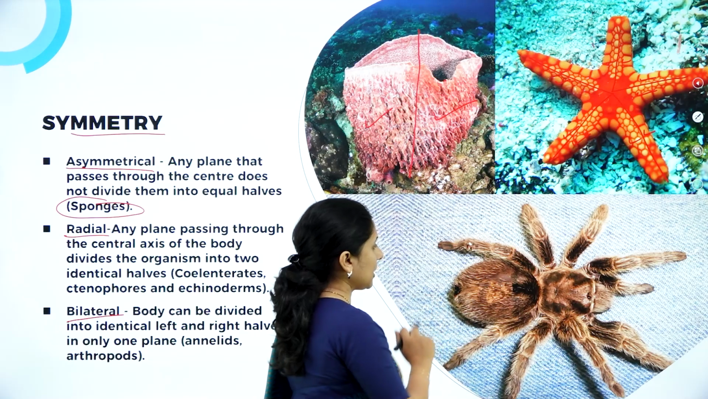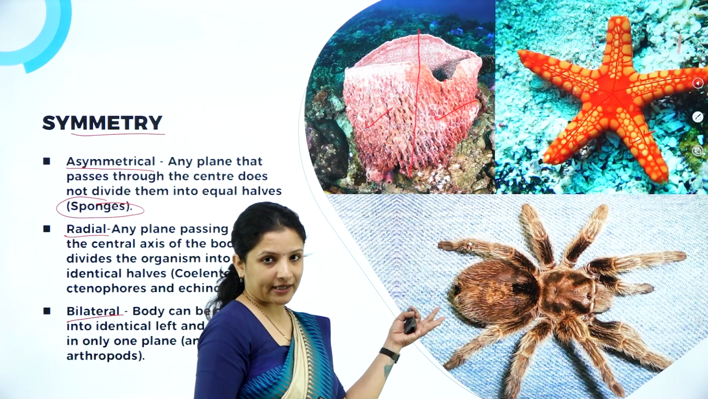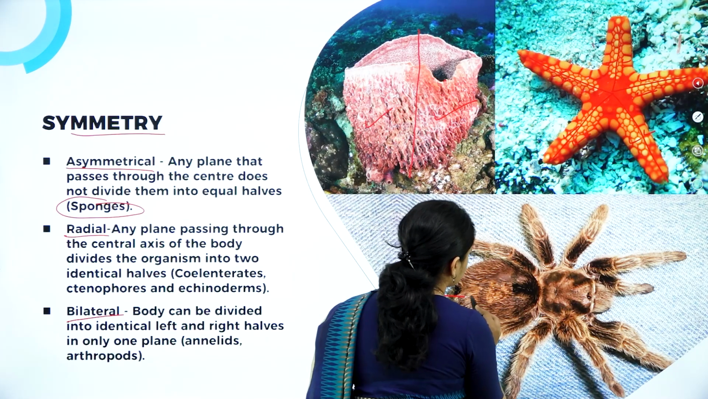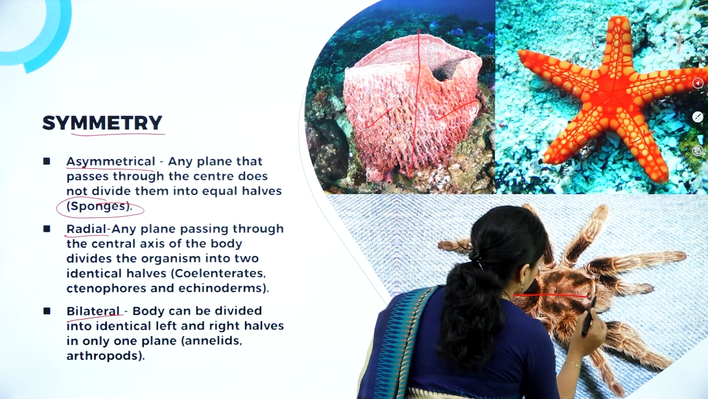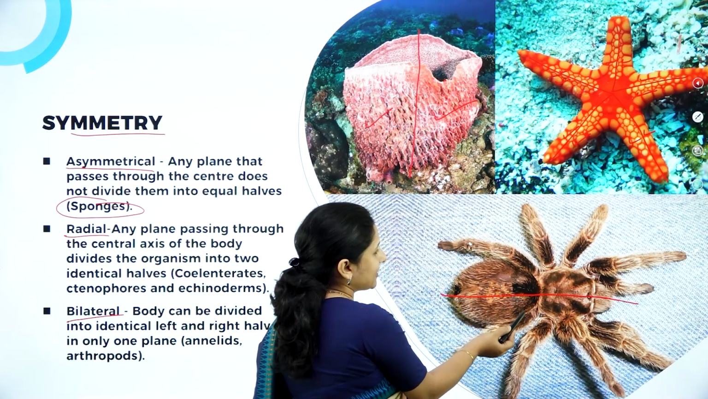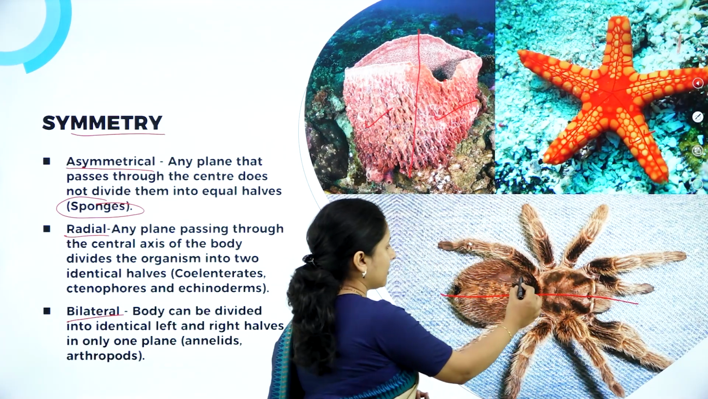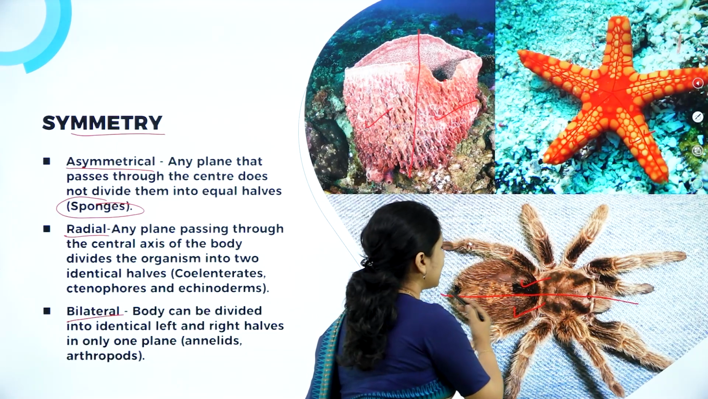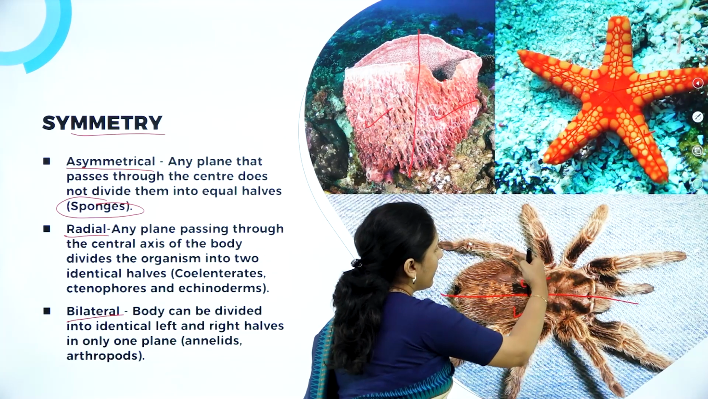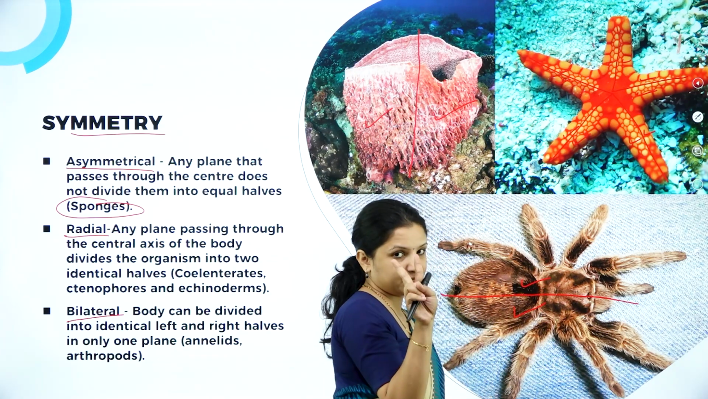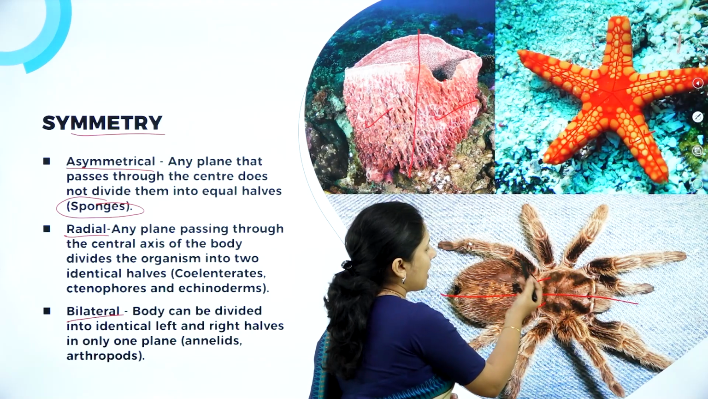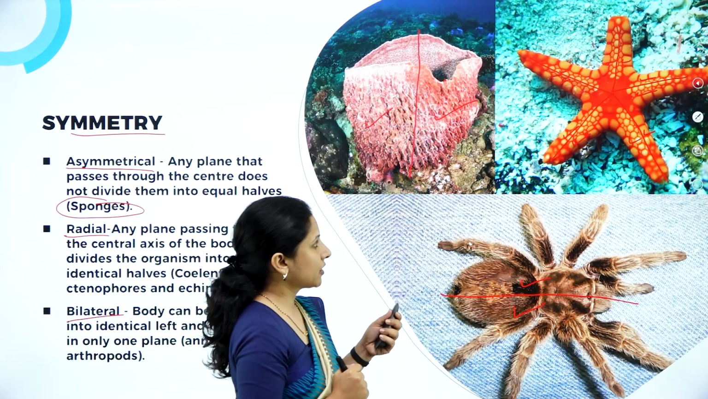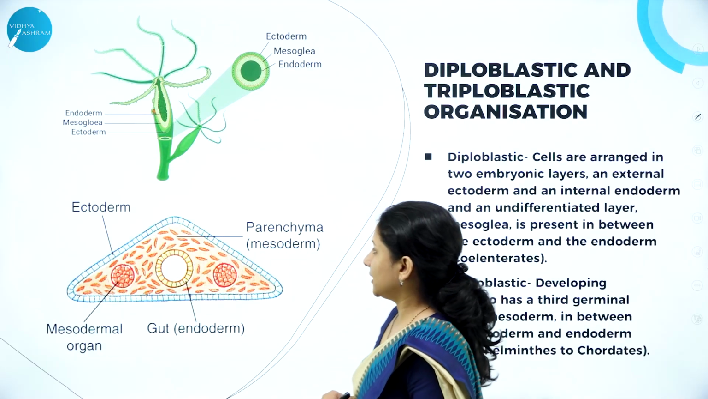Now talking about bilateral symmetry. Here I've taken the example of an arthropod, that is a spider. Exactly from the center, I'm just going to draw a line. So this half is exactly the mirror image of the other half, right? So this is bilateral symmetry. Bilateral means I'm drawing a line laterally at the center, wherein it divides into two halves, bi means two, wherein one half is exactly the copy of the other half. So that is bilateral symmetry. Based on this, classification is done.